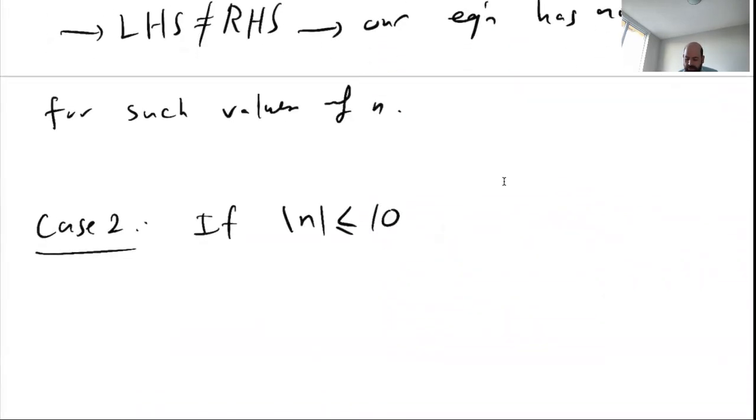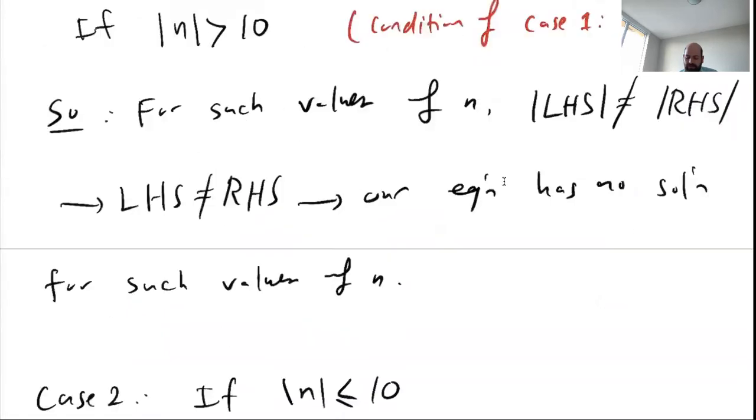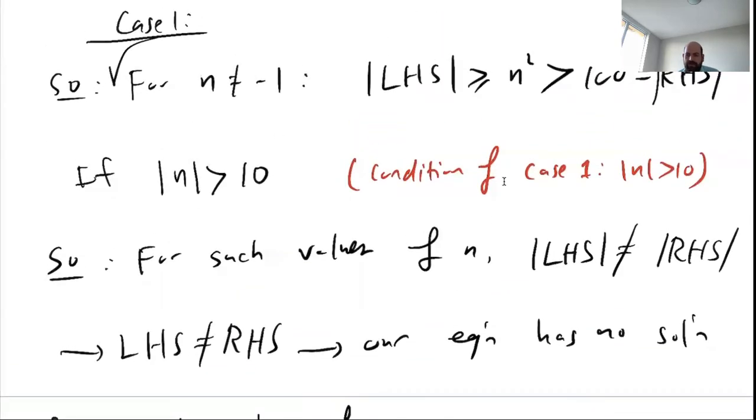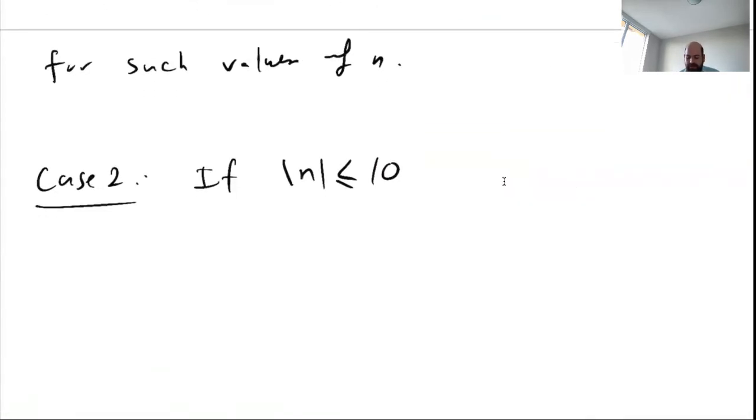Now, case 2, the absolute value of n less than or equal to 10, right? Because in case 1, we assume the absolute value of n is bigger than 10, and that n is not equal to minus 1. But once you assume the absolute value of n is bigger than 10, you're automatically assuming that n is not minus 1 either. So that's the assumption in the first case, and the assumption in the second case is the absolute value of n less than or equal to 10. Any integer that you consider in absolute value is either bigger than 10 or less than or equal to 10.